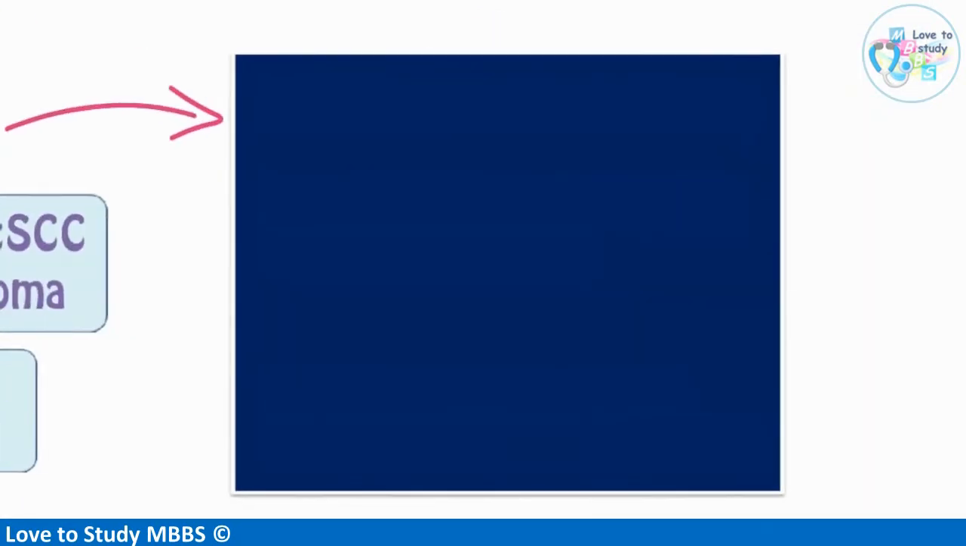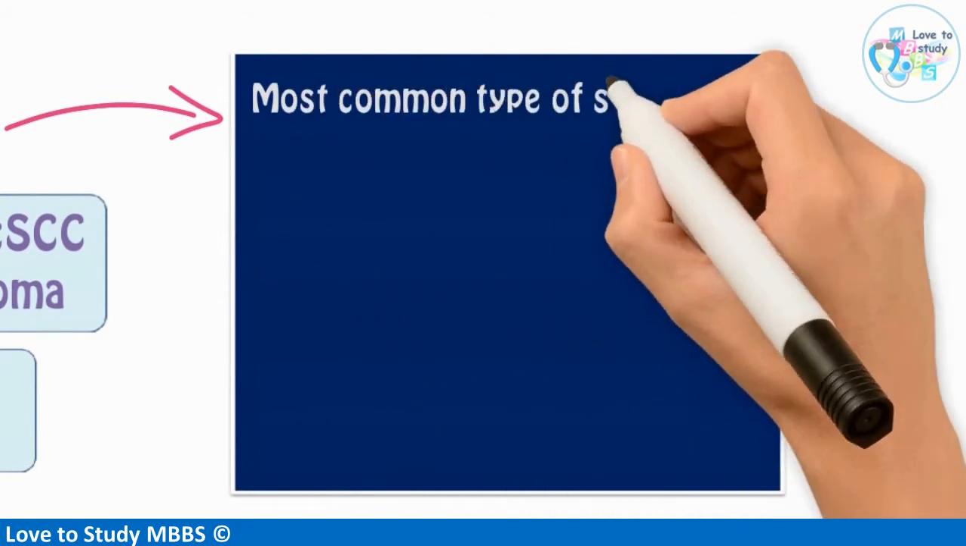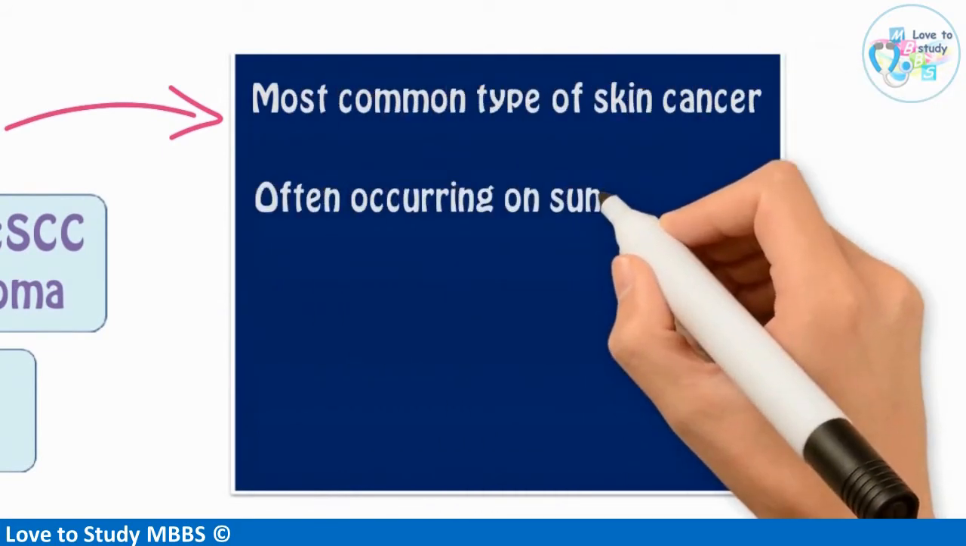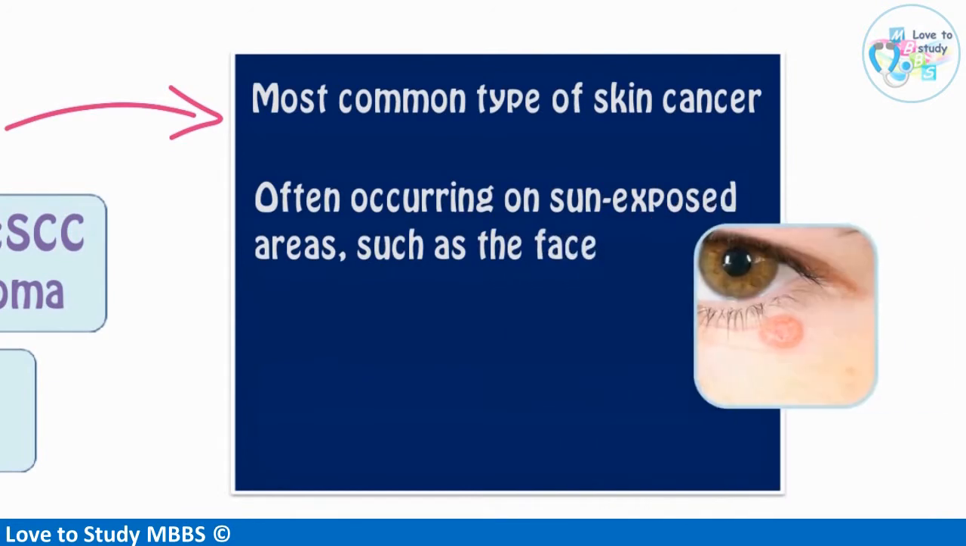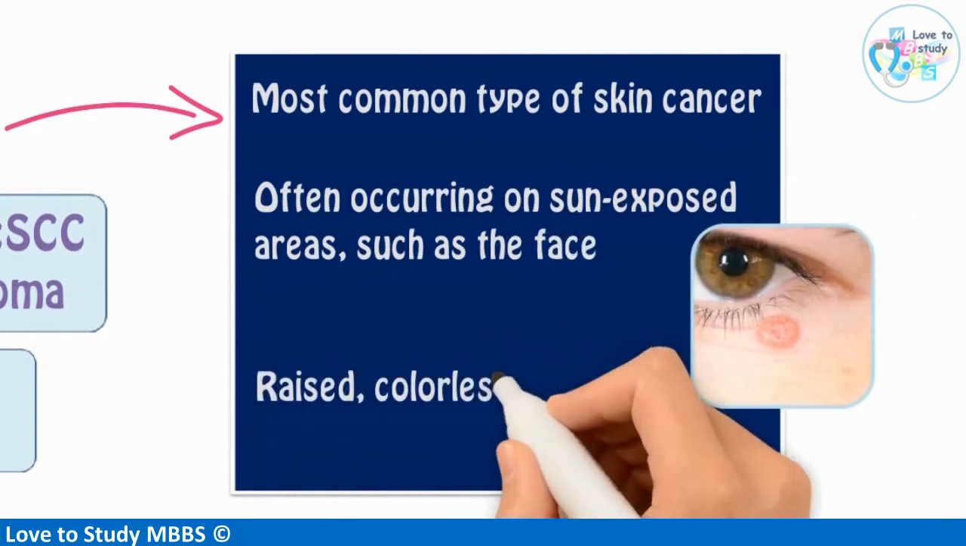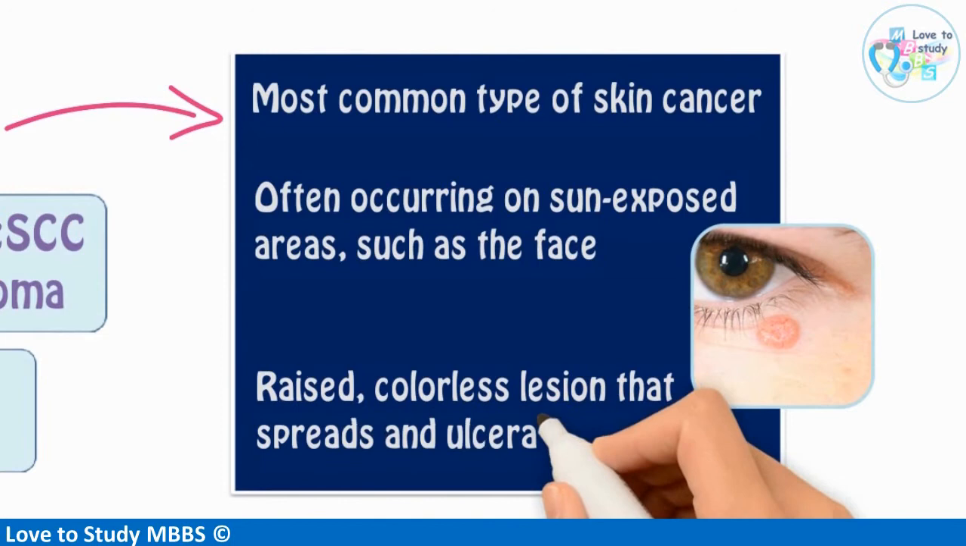Basal cell cancer is the most common type of skin cancer, often occurring on sun-exposed areas, such as the face. It presents as a raised, colorless lesion that spreads and ulcerates as it grows.